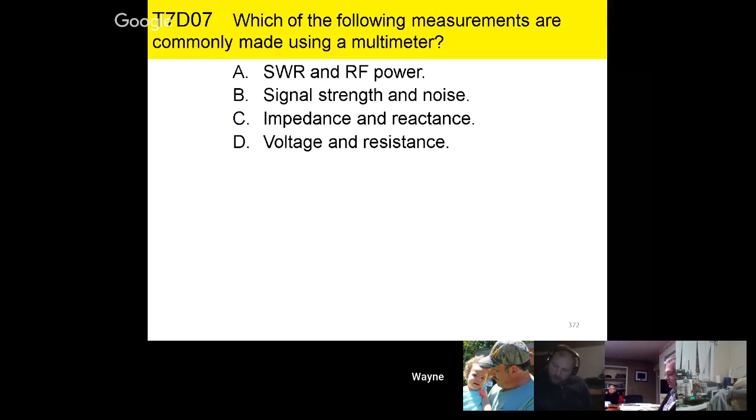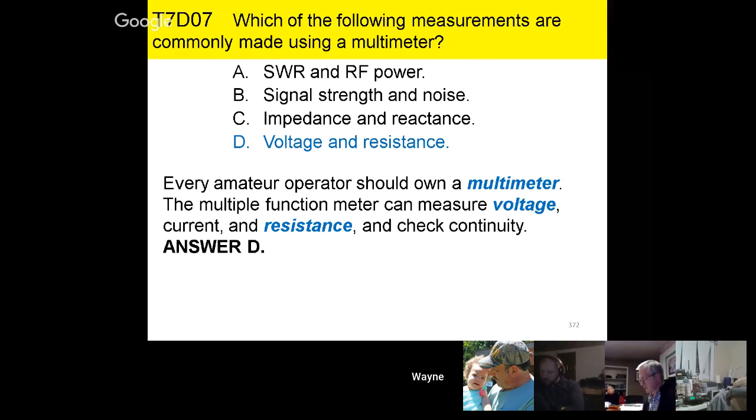All right. Which of the following measurements are commonly made using a multimeter? Well, a multimeter doesn't really do your SWR or RF power. It doesn't really do anything for signal strength or noise. It doesn't check for impedance and reactance, but it does, however, allow you to measure voltage and resistance. And like I said before, every amateur operator should own at least a multimeter. You can measure voltage, current, resistance. You can also check continuity as well.